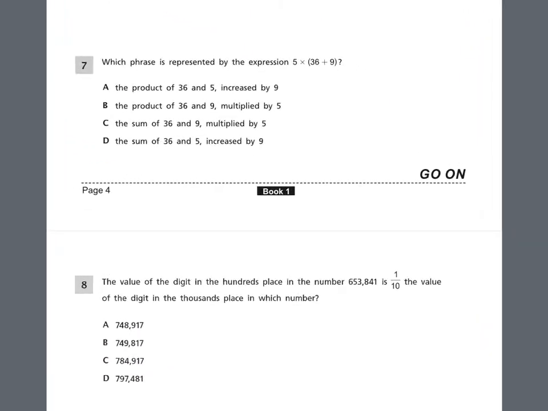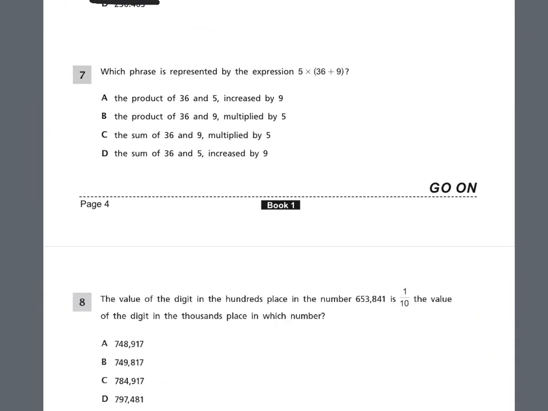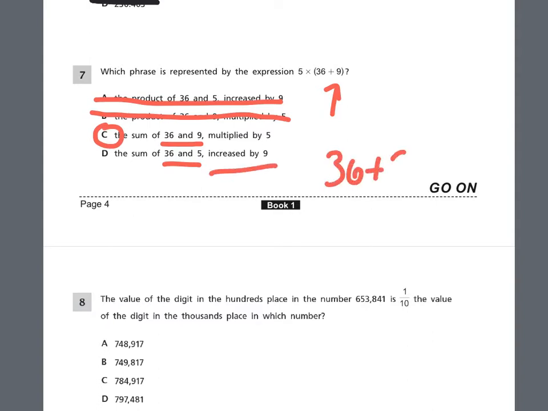For number 7, it says, which phrase is represented by the expression 5 times the quantity 36 plus 9? So which one shows that? The product of 36 and 5? No, it's not the product, because we know that that is addition and not multiplication. So A can be eliminated along with B. So it's the sum of 36 and 9, okay, and then multiplied by 5, which is C. It won't be increased by 9, because that would be 36 times 5 and then increased by 9. But instead it's multiplied by 5, so which is letter C.